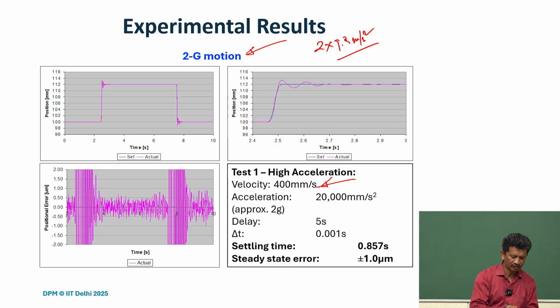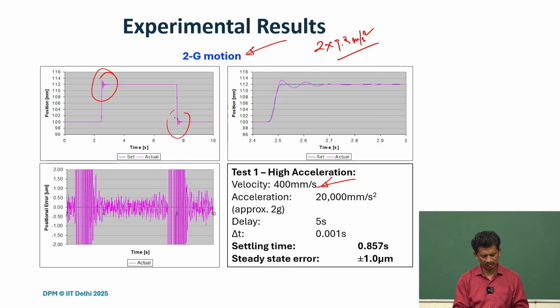So here we can see a simple experiment for characterization, where we are just moving, a start and a stop. We get this velocity, an acceleration of 2g, and of course we introduce a 5-second delay and try to move. You can see the settling time is huge. We didn't use any other kind of damping.